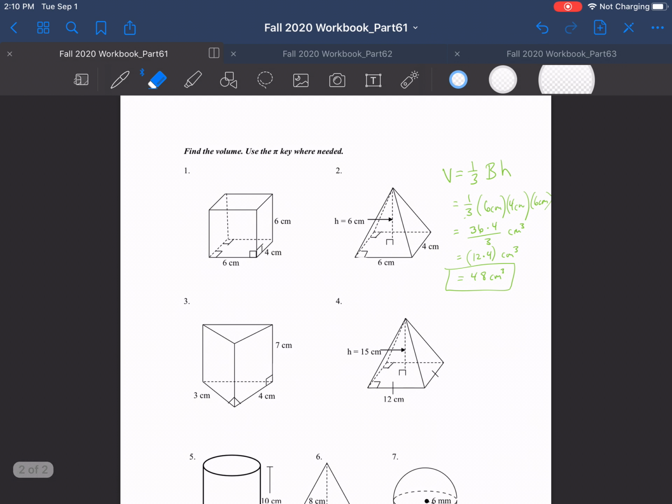All right, in this video, I'm going to go through and actually work these problems out just so that you have a copy of them being worked out. So let's start with this one. Find the volume of each of these. So we'll start with number one.